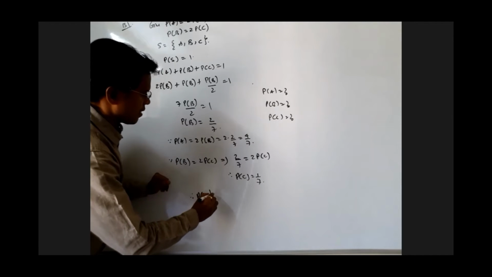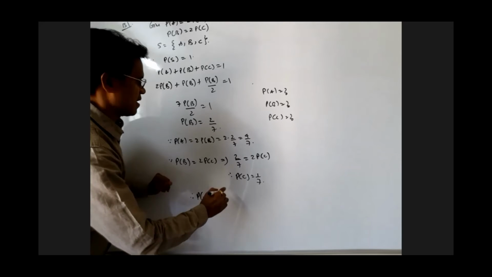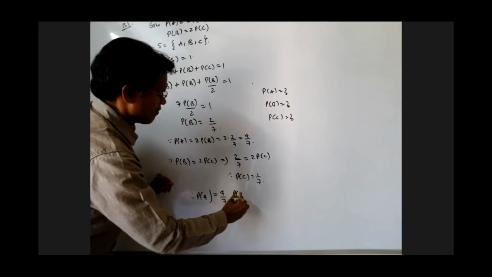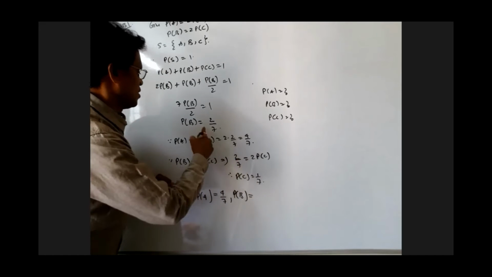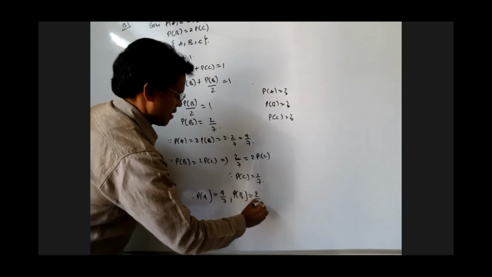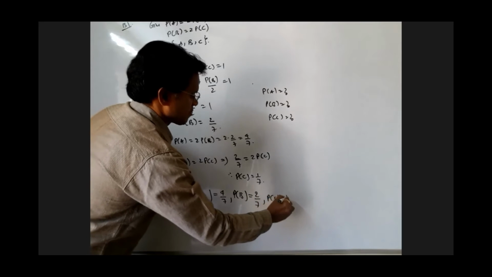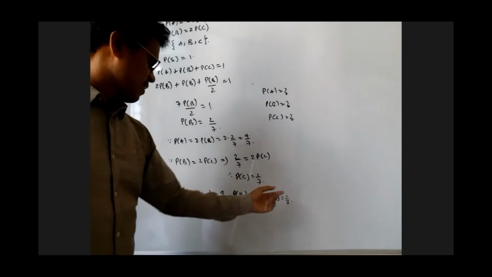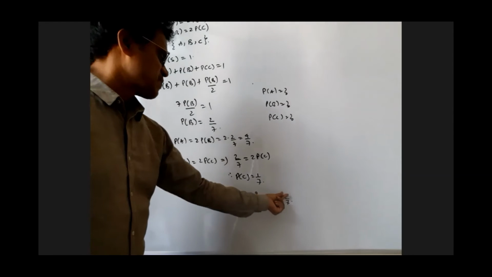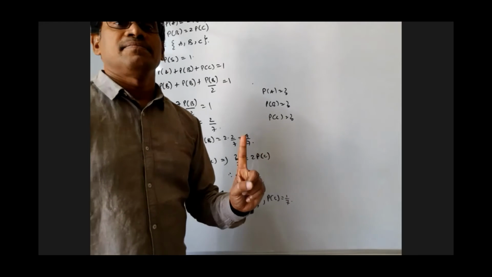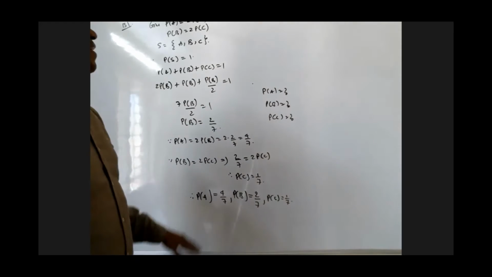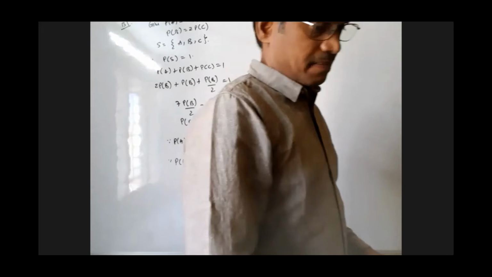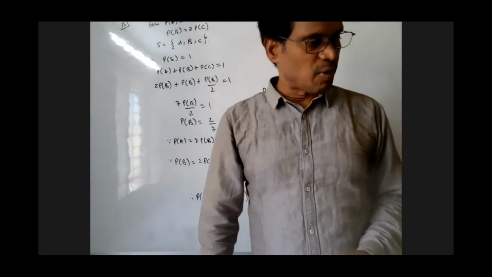Probability of A winning the race is how much, my dear? I got 4 by 7. Probability of B winning the race is 2 by 7. And probability of C winning the race is 1 by 7. Check, my dear, sum of the probabilities is 1. 4 plus 2, 6, 6 plus 1, 7, 7 by 7, 1. Understood, my dears? That is the way. Next, exactly the same order problem, one more problem I'm taking.